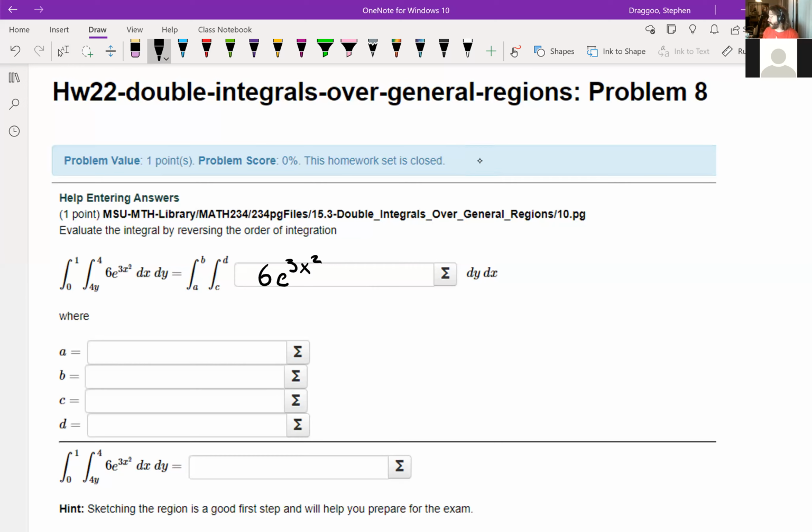So in order to actually figure out what that region should look like, it'll probably be good to sketch it out. Notice we're doing an x integral first. So we have the two equations, x equals 4y and x equals 4, being our left bound and our right bound. Since we're doing dx first, we're starting with x integrals, which means we move left to right. So the lower bound is the left-hand side and the upper bound is the right-hand side.